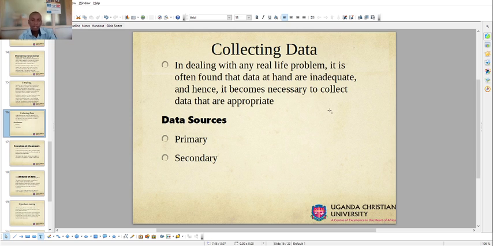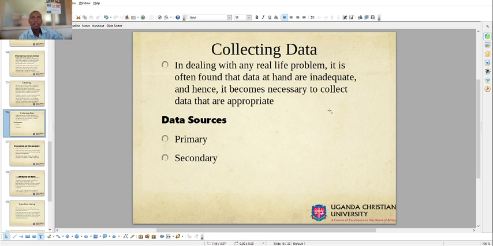The last step is data collection. We have 2 types of data: primary and secondary. Primary data is data you're collecting for the very first time. It is first-hand information; you're getting it from the source. I get my questionnaires, I go to the BBA class, I get first-hand information. That's primary data.